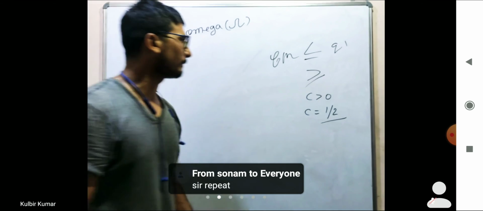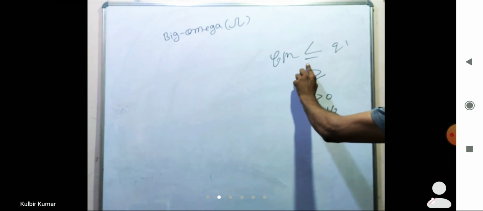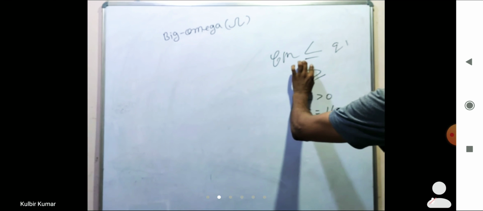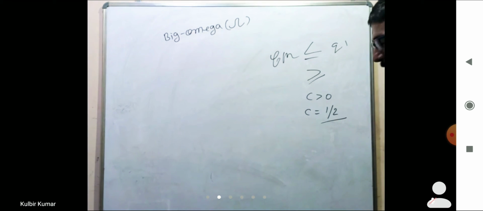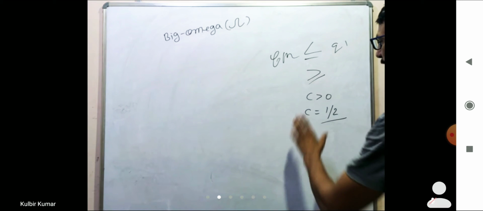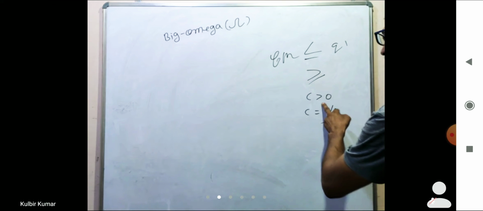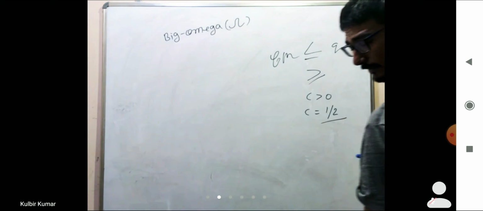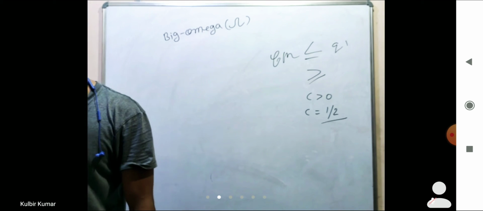Okay, so I am going to repeat. In big O notation, the condition was less than or equal to. In big omega, the condition becomes greater than or equal to. And the constant multiplier c is greater than 0. That means you can take c equal to 1/2, 1/10, 1/100, anything. But it cannot be 0 or negative.